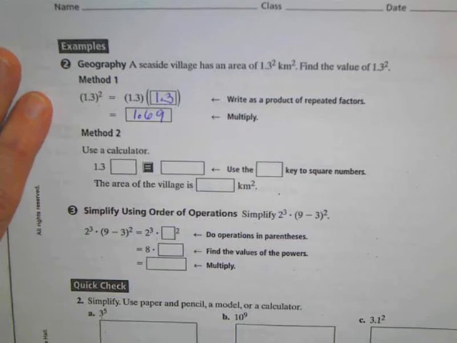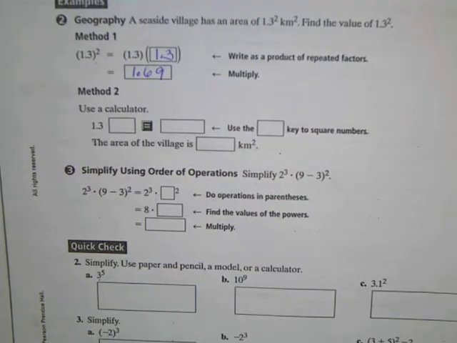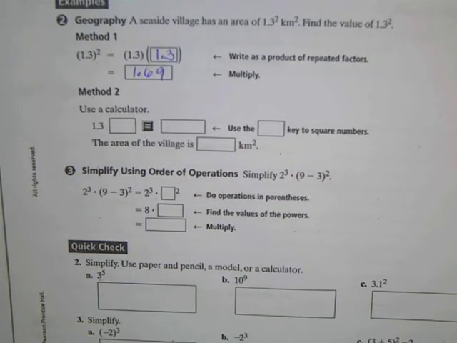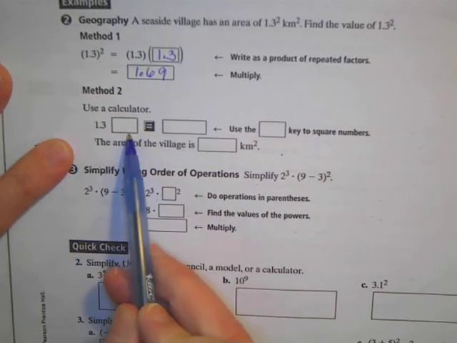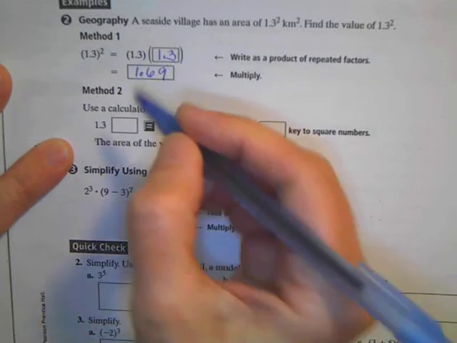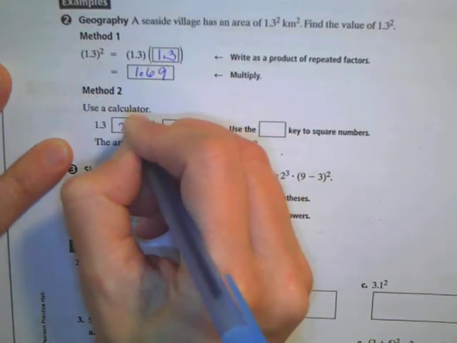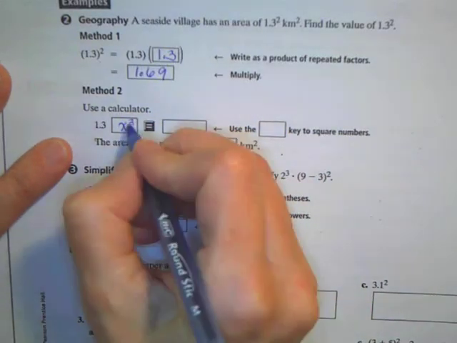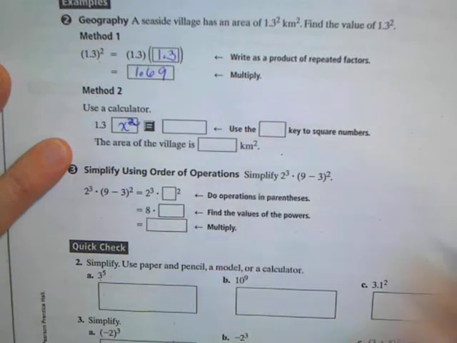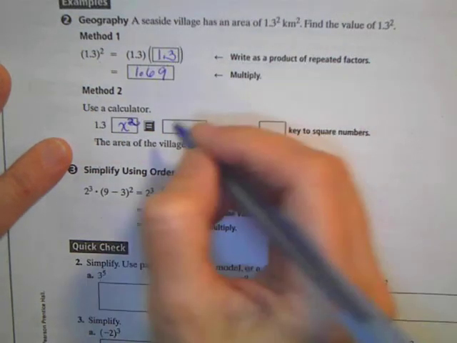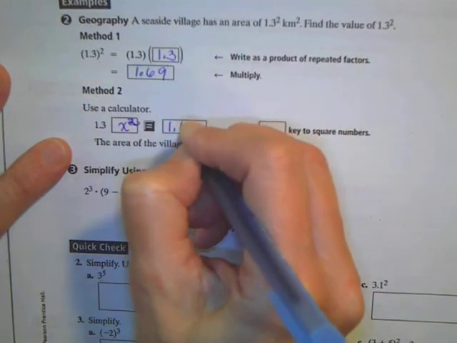Okay. If you have a calculator that has exponent keys, like the ones that we use in class, many of us, you can do this. We can type in 1.3, and then we want to type in or touch the x squared key, okay, and then hit the equal key, which gives us 1.69.